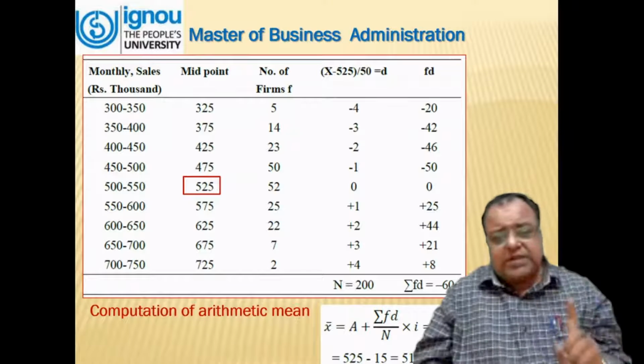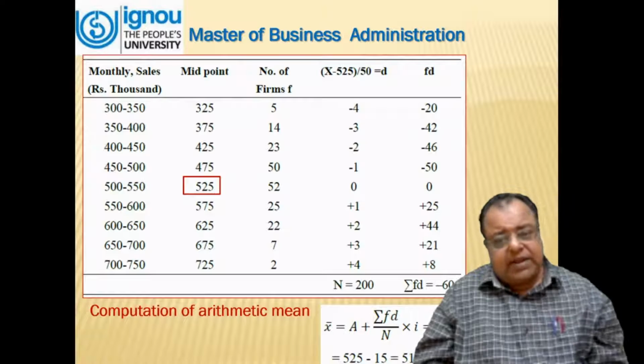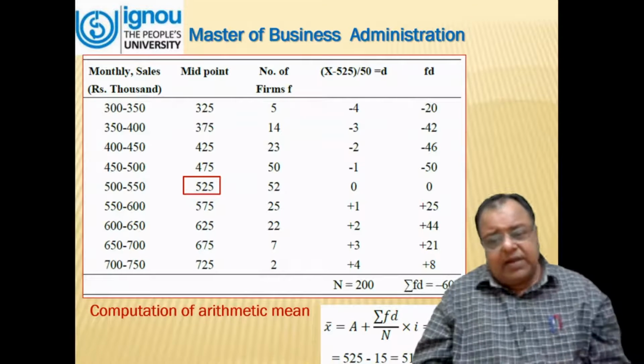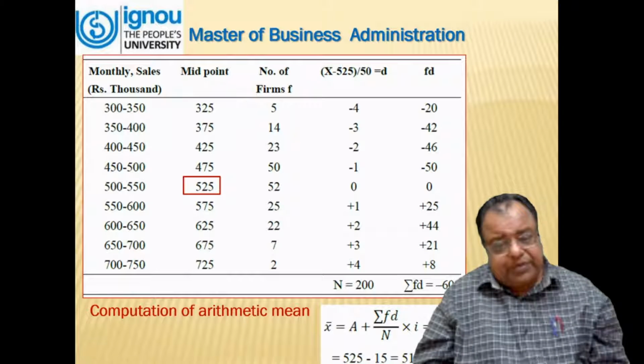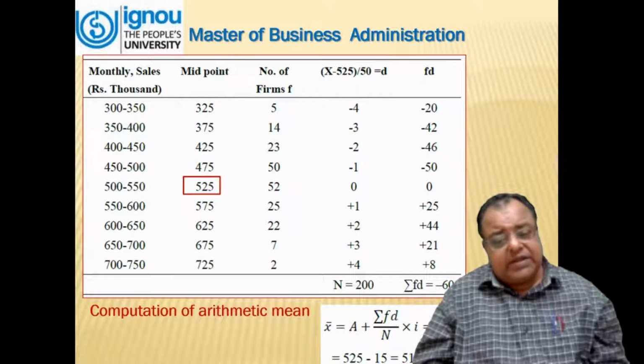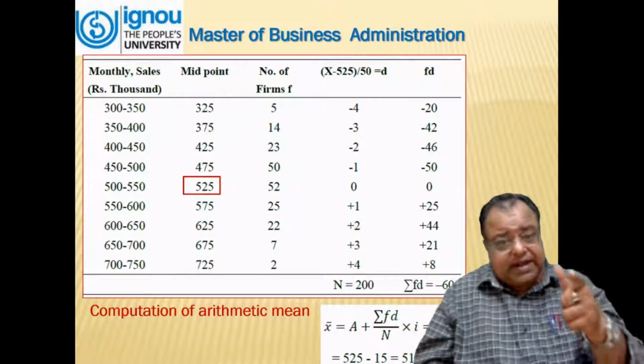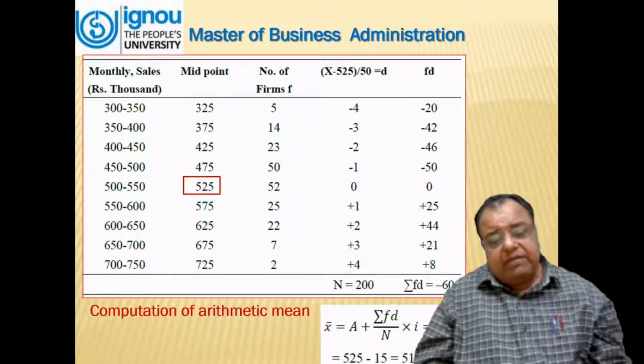In the fifth column, we will multiply frequency with this d. So that means 5 into -4 is -20. And similarly, we will calculate for all. At the last, we will get summation of fd, that is -60. And summation of frequency, that is n, is 200.